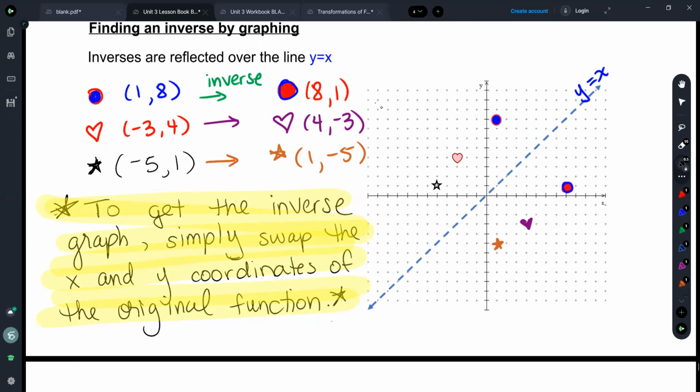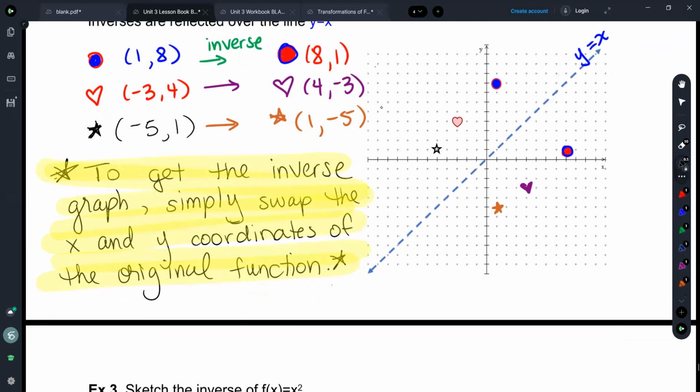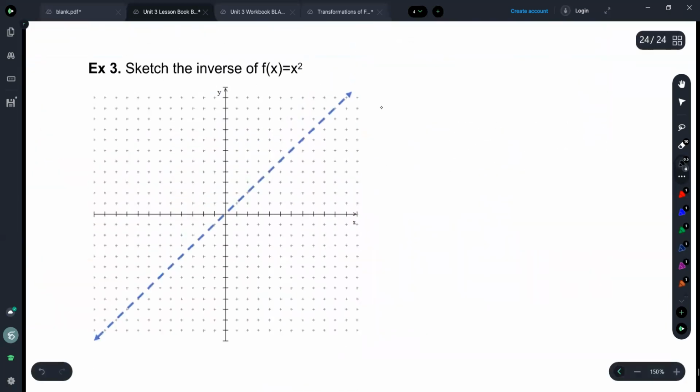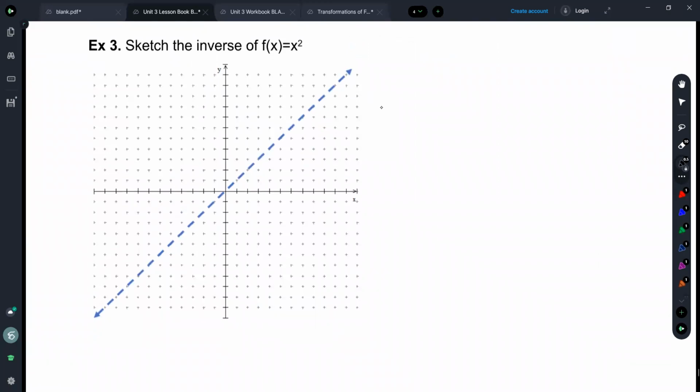Okay, can I scroll? Everyone's good? Okay. So we're going to quickly do a couple graphing things here, and then you guys will have some time to practice this on your own. We're going to sketch the inverse of one of our parent functions, f of x equals x squared. So let's start with that.